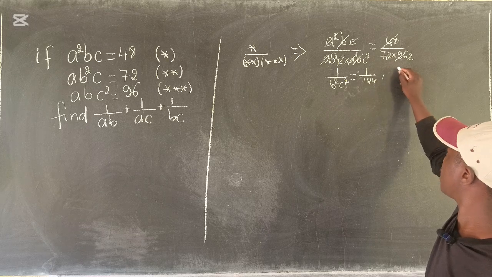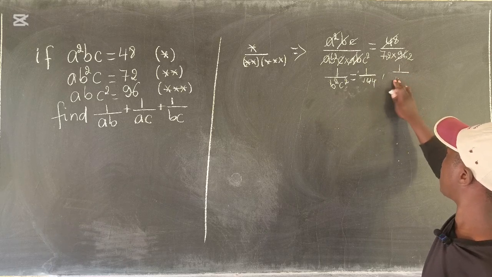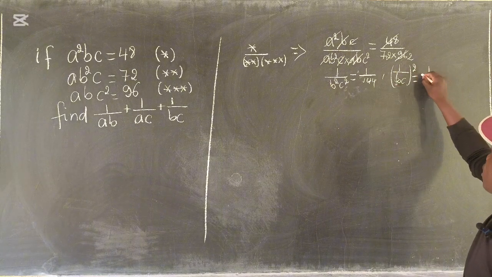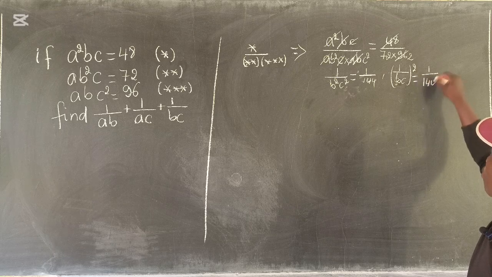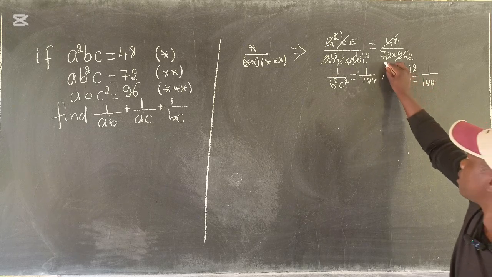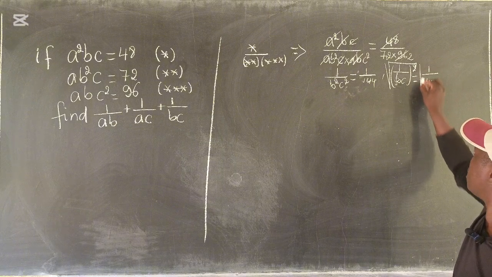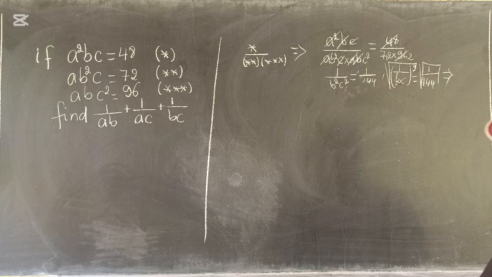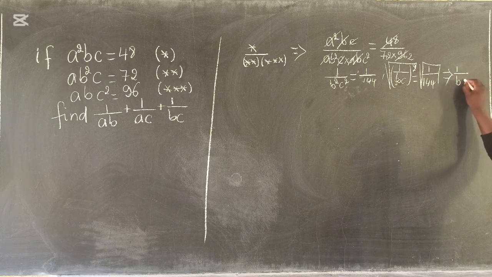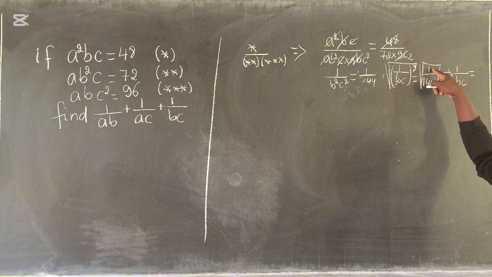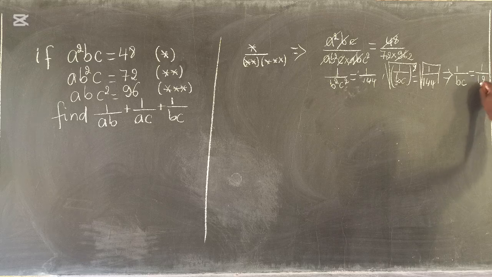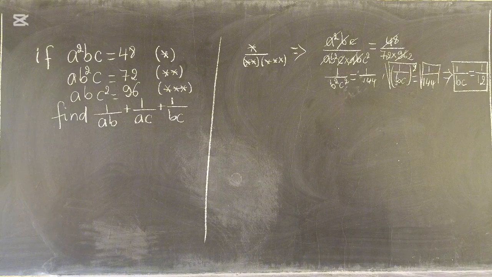As you see, we have 1 over (b times c) squared, which is 1 over 144. Taking the square root everywhere, I'll be having 1 over b times c, and the square root of 1 is 1 over the square root of 144, which is 12. Here is 1 over b times c.